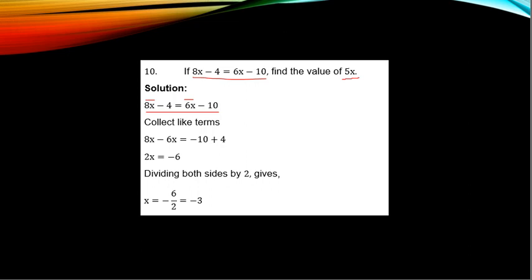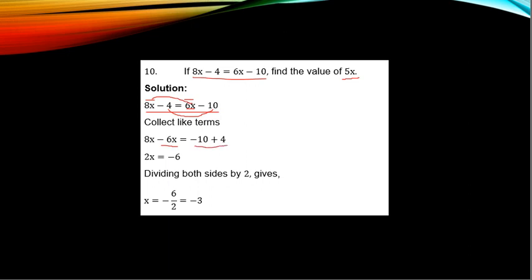So you move 6s to meet 8s, and you move minus 4 to meet minus 10. The 6s here is positive. When it is moved, it becomes negative. Then you have minus 10 remaining. You move minus 4, it becomes plus 4.